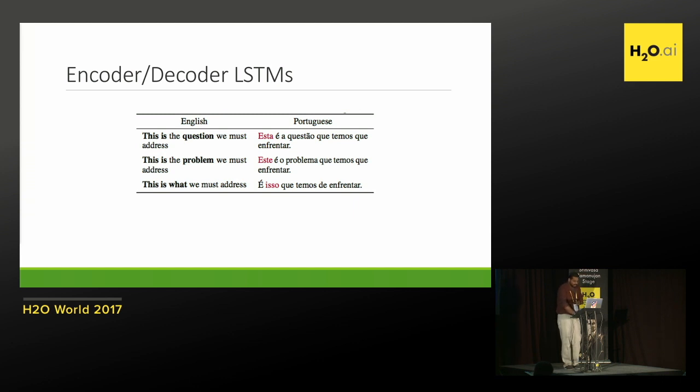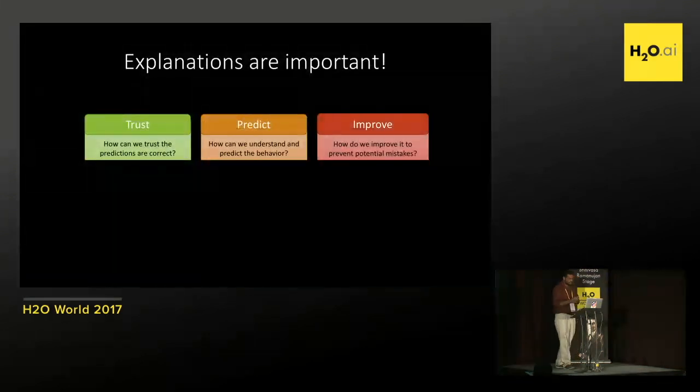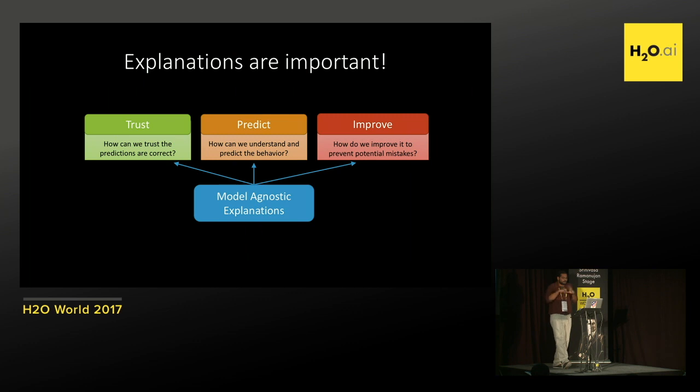So, with that, I think I'm going to close my talk. Hopefully, you understand that explanations are important because you want to be able to trust, you want to be able to predict, and you want to be able to improve the models. And we've been looking at this family of model agnostic explanations. And hopefully, that is a good direction to go in. And it tries to solve some of these problems.